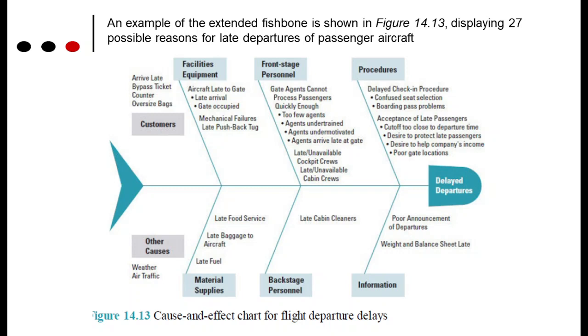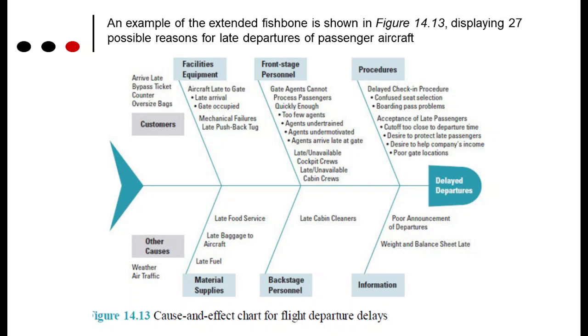COVID can be a cause. Facilities and equipment: aircraft late to gate, late arrival, gate occupied, mechanical failures, late pushback tug. These are facilities problems. Material supplies: late food service, late baggage to aircraft, late fuel. Backstage personnel: late cabin cleaners. Front stage personnel: gate agents cannot process passengers quickly, too few agents, agents undertrained, agents undermotivated, agents arrive late at the gate, late or unavailable cockpit crews, late or unavailable cabin crews. It could be anything.